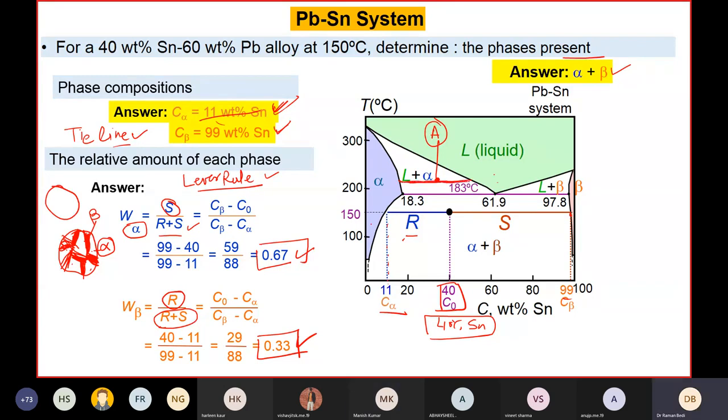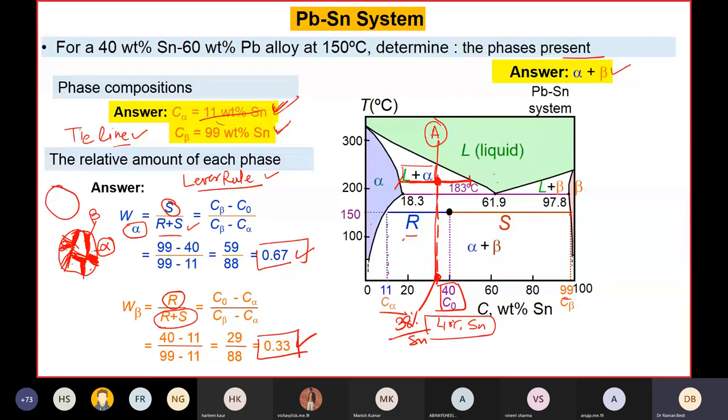You draw the tie line as you draw normally. This tie line is drawn from a two-phase region, liquid plus alpha. Now we have drawn this tie line. One side intersects the alpha line, the other side intersects the liquid line. Your alloy composition, let us say you started with 38%, so you started this alloy at 38%.